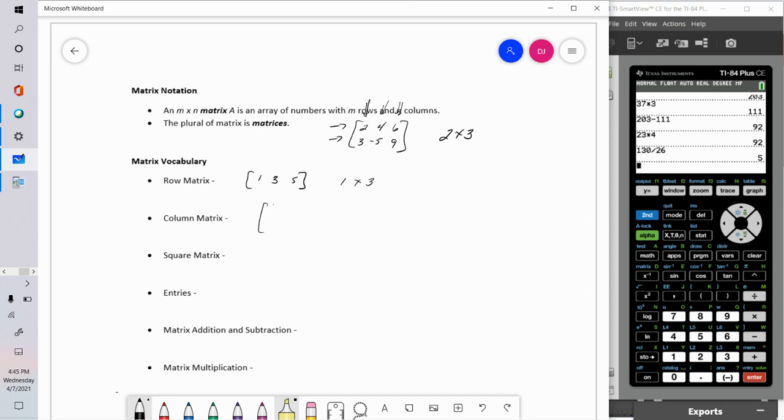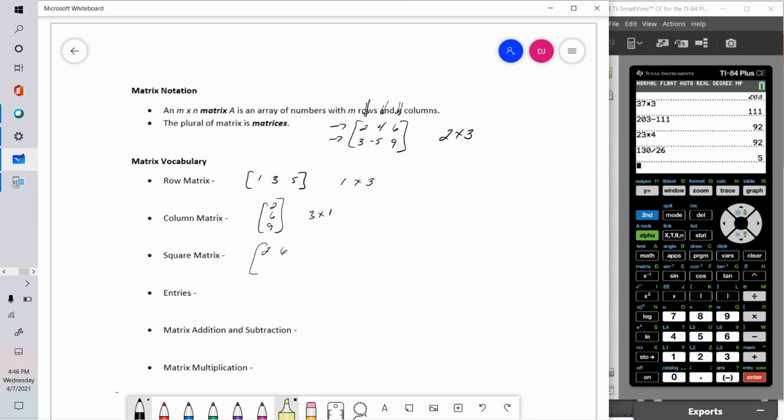If I've got a matrix like 2, 6, 9, that's a 3 by 1 matrix. Notice it only has 1 column, therefore that's called a column matrix. What a square matrix is, is a matrix where the number of rows and the number of columns are the same. So there's 2 rows, 2 columns, 3 rows, 3 columns, 4 rows, 4 columns. You'll see the pattern very quickly.